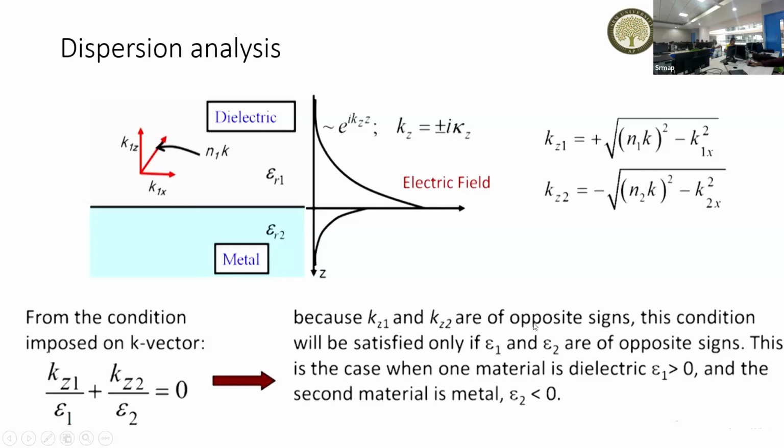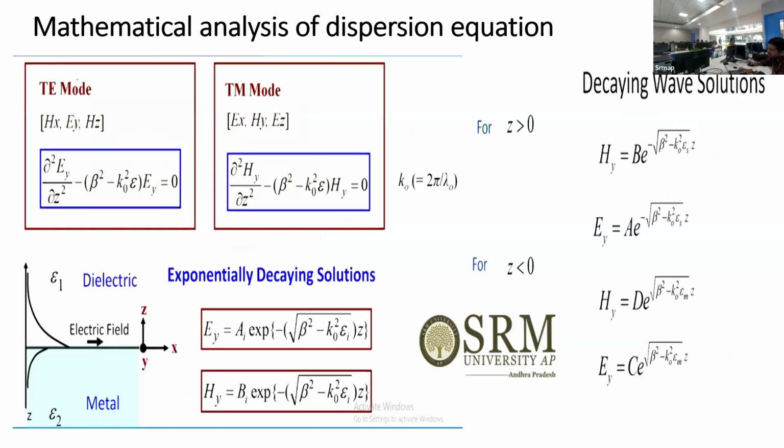So from this analysis, we can justify that k1z and k2z are of opposite signs. So on the right hand side also, any one of the media is negative, and that is the metallic medium, by default. Then only the electrons oscillate, couple with the electromagnetic waves, polarized charges on the dielectric material, and the wave propagates further. So that is the justification I am giving for the existence of surface plasmon polariton waves, and here is the mathematical analysis of the dispersion equation.